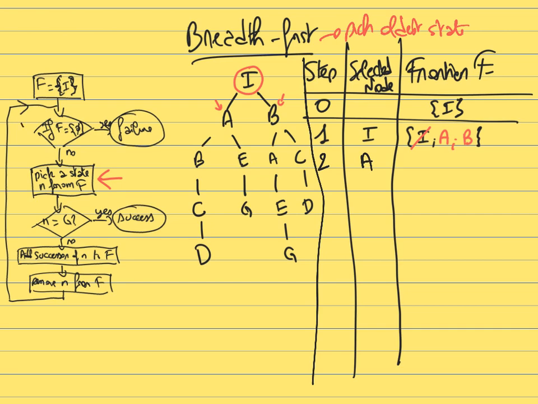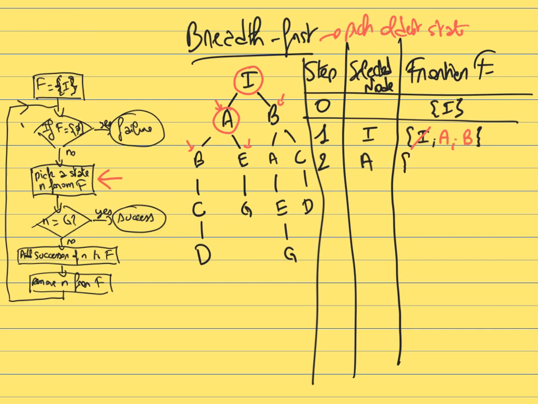So now you have explored A, so you will need to add the successors of A. You expand the node A, you have two successors, which is B and E. So now you add them to your frontier.